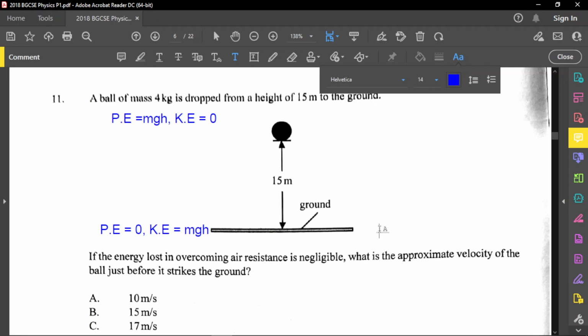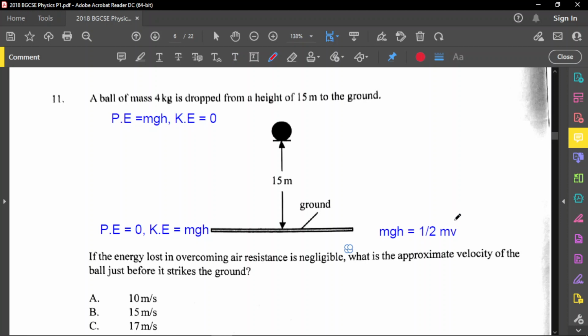So what we also know is that mgh, the energy on top, is equal to half mv squared. Just know that v is squared. So mgh, whatever the energy up here, is equal to the energy at the bottom. So mgh must equal half mv squared. What I'm simply saying is that the total potential energy must convert to total kinetic energy. So this turns into this at the bottom of the diagram.